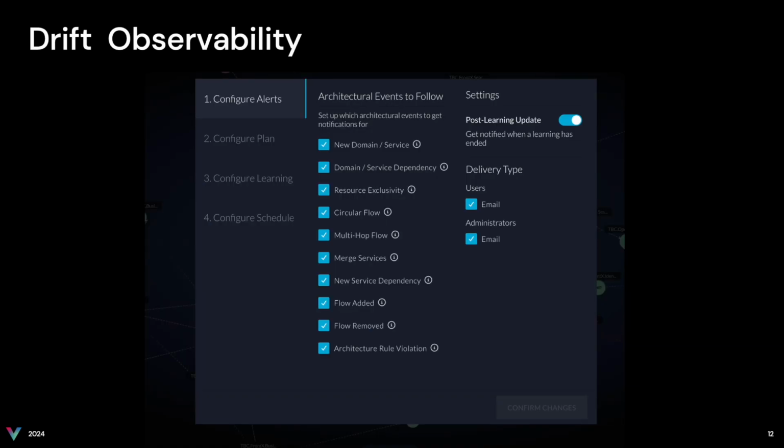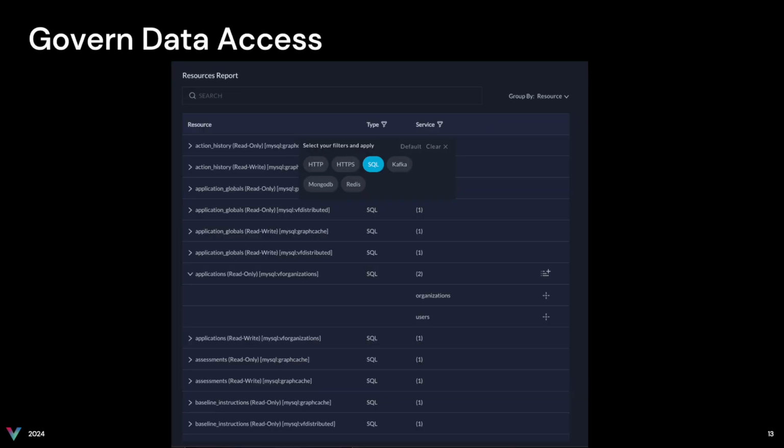These are the architectural drift events vFunction alerts on once a base architecture is set, all the way from new domains or dependencies through merging services recommendations to violation of architectural rules. The resources report allows the user to see which services depend on which resources and vice versa, a super powerful capability to maintain microservices architectural integrity.